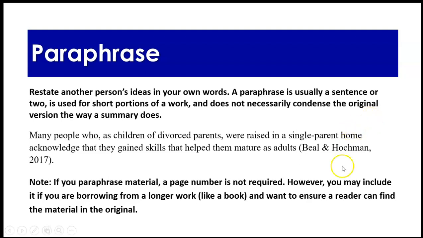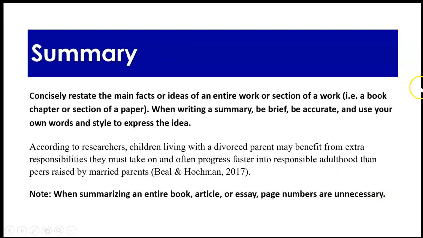Cool. And our final type, so we have quotations, paraphrases, summaries. When you do a summary, concisely restate the main facts or ideas of an entire work or section of a work, i.e. a book, chapter, or section of a paper. When writing a summary, be brief, be accurate, and use your own words and style to express the idea. So in this case, we can imagine this was like 2-3 pages of a work or more, and this student has distilled it all down into these 3 lines. Beal and Hockman, 2017. Note, when summarizing an entire book, article, or essay, page numbers are unnecessary. That's awesome.